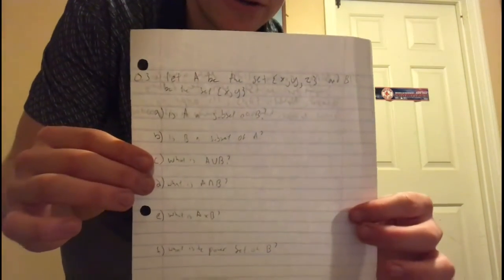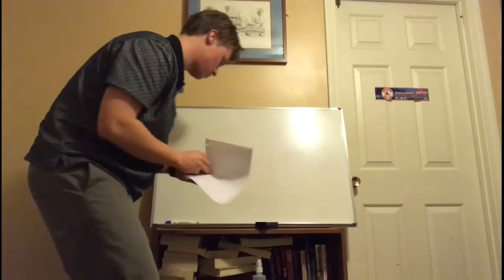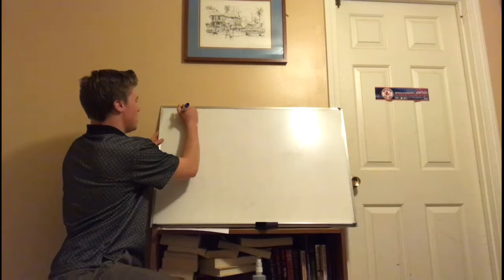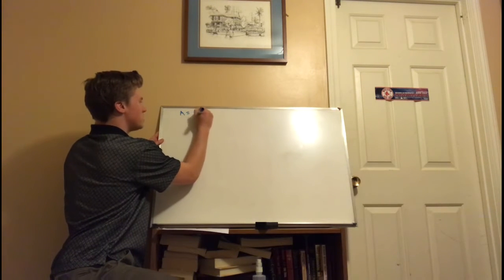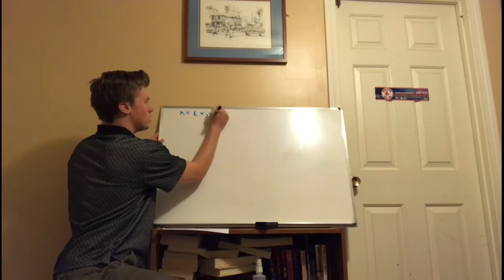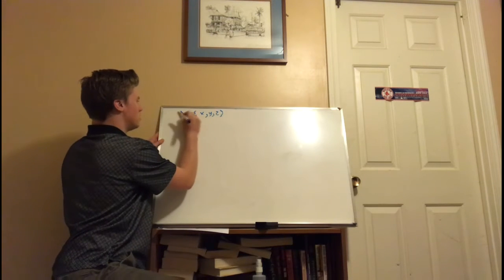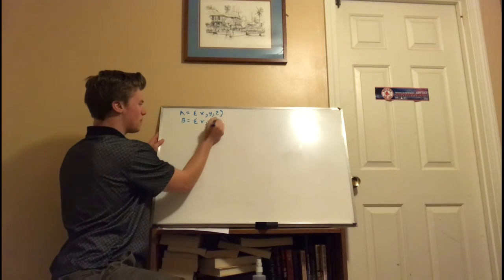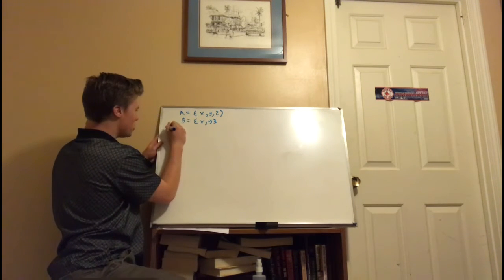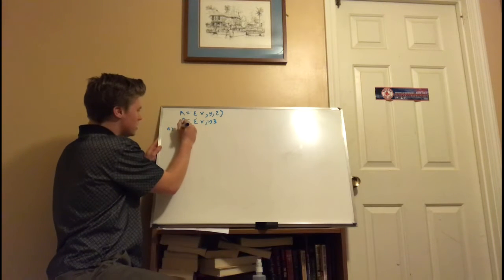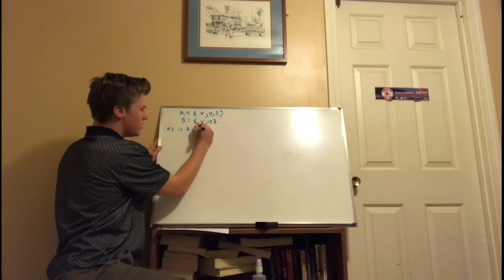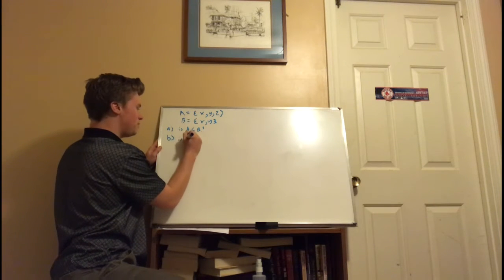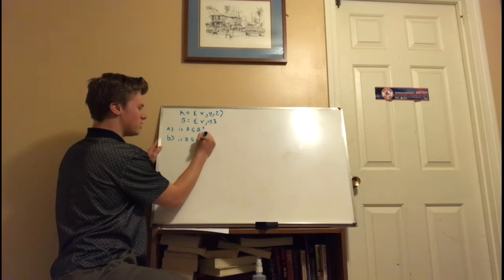This is just the question written over. There's no notes or anything. So the basis of this exercise is A equals the set of X, Y, and Z. B is the set of X, Y. Question, or part A is: is A a subset of B? And B is: is B a subset of A?